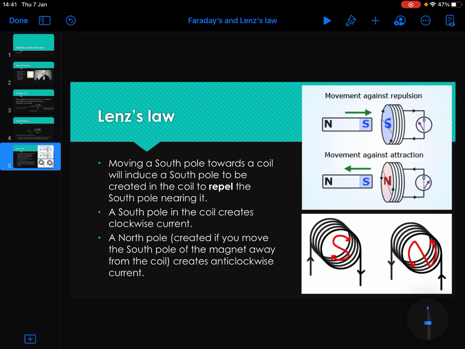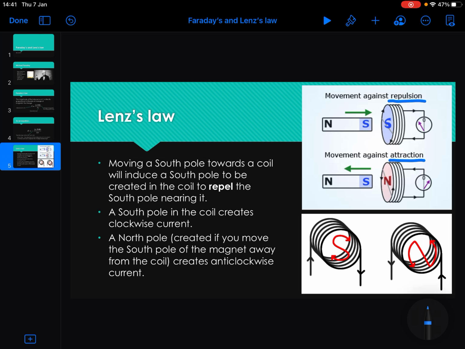Moving a south pole towards the coil will induce a south pole to be created in the coil. And that means they repel the south pole nearing it. So the top one, where you've got a south pole moving towards the coil, will create a magnetic field to repel the magnet. The bottom one, where you are having a south pole being moved away, suddenly a north pole is created, which tries to attract. So you can see the magnetic field there has switched.